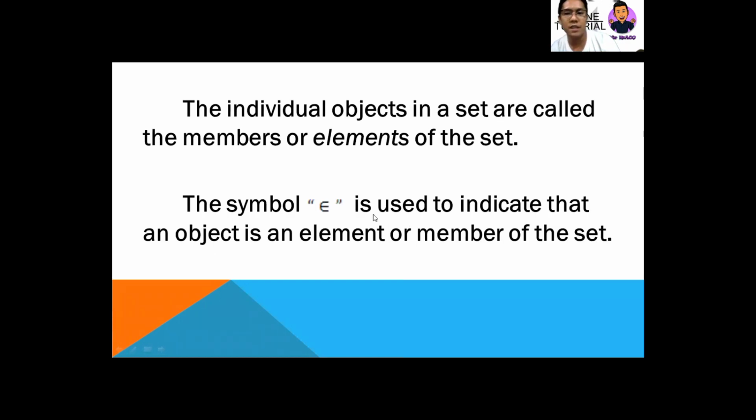So the individual objects in a set are called the members or elements of the set. So in the set of school supplies a while ago, we have ruler, ball pen, and notebook. So this symbol is used to indicate that an object is an element or member of the set.